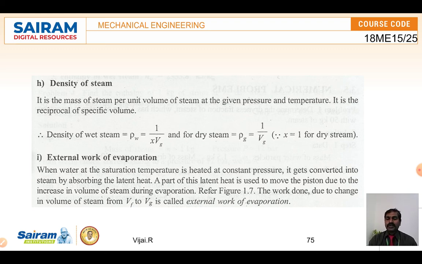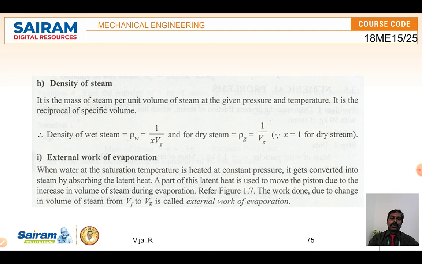Density, we know, is the mass of the steam per unit volume, mass by volume. It is the reciprocal of specific volume. For wet steam, density is equal to 1 by x into Vg, where the dryness fraction x has to be calculated. For dry steam there is no x, that is, x is equal to 1, so the density of dry steam is equal to 1 by Vg.